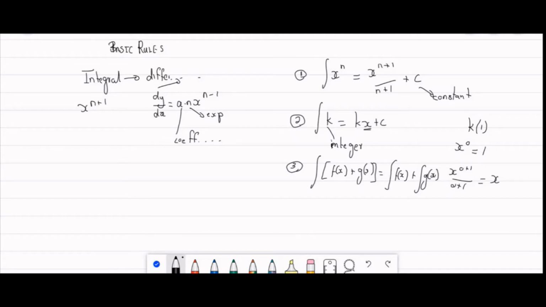The last rule: let's say I have an integral of a constant multiplied by a function, say f(x). Before I integrate, I first take out my constant. Then inside the integral I will be left with f(x). Then I can integrate. Now let's go and look at our examples.